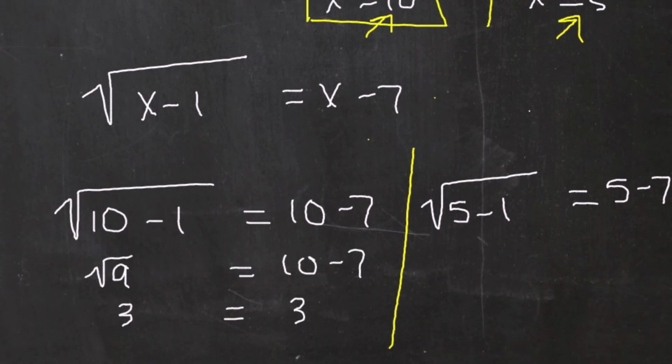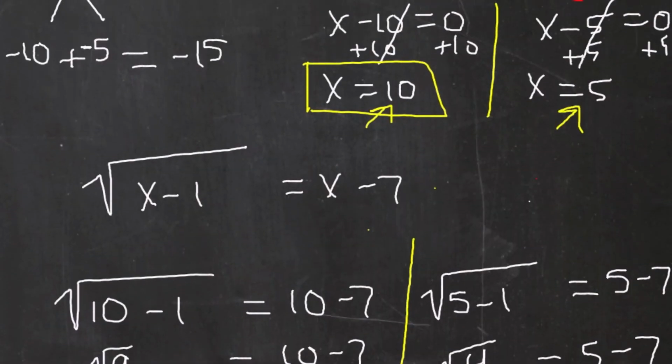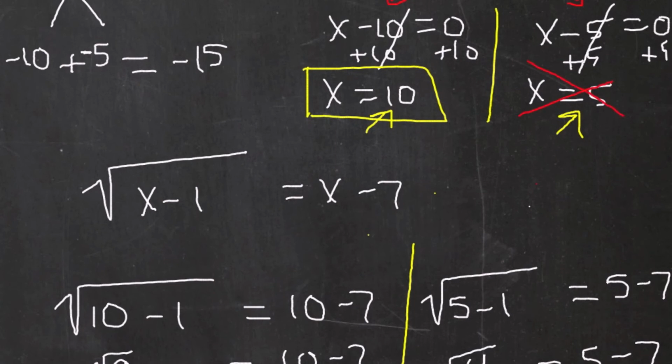Now let's verify the 5. We know 5 minus 1 gives us a value of 4 underneath the radical, and then we have 5 minus 7. The square root of 4 gives us a value of 2, and 5 minus 7 gives us a value of negative 2. So this is not a true statement. 2 does not equal negative 2, so therefore this answer, x equals 5, is not a correct answer. Our only answer would be x equals 10.